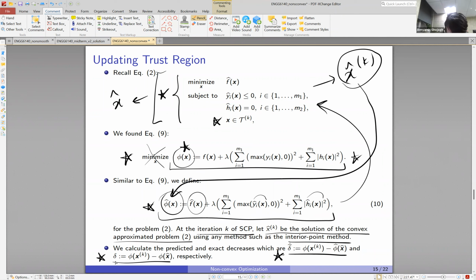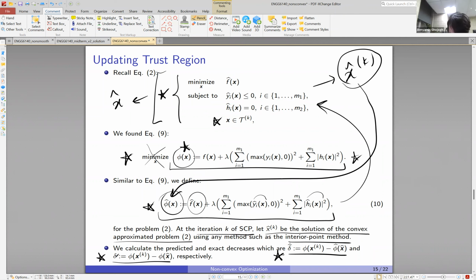Now we can calculate delta hat and delta here. How? We know the functions phi and phi hat. Here we feed x hat, which we found here, into phi hat. We also have x k from the previous iteration, and we feed it to function phi. So this is a scalar. This is also a scalar. Delta hat is a scalar. It's the error between phi of x and phi hat of x hat.